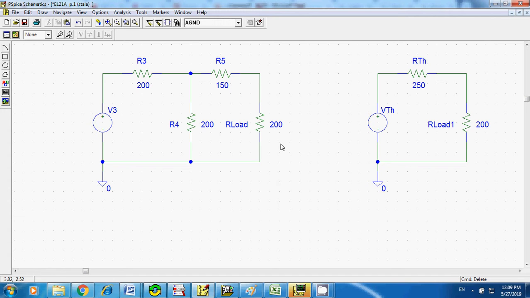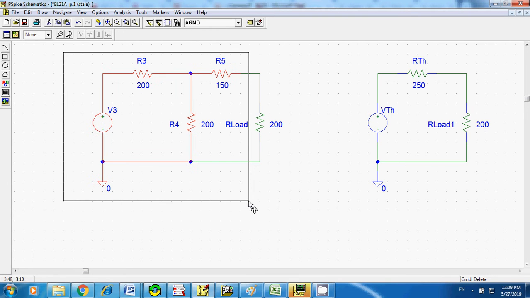Well, this is my load, and this is also my load. Cannot use the same name because it is not allowed by PSpice. And if you do not include the load, what you see here when I highlight the relevant components are the supply, which is V3, the DC power supply, and you also have R3, R5, and R4.